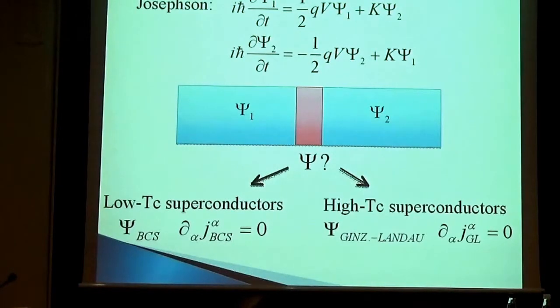If we have a junction, we write the equations which couple the wave function on one side to the wave function on the other side. And these equations are very general and quite independent from what happens inside the junction. Then you can also write what happens inside in certain cases. For instance, if you have low T superconductors, you can write a BCS wave function even inside the junction. And this BCS wave function has a conserved current.